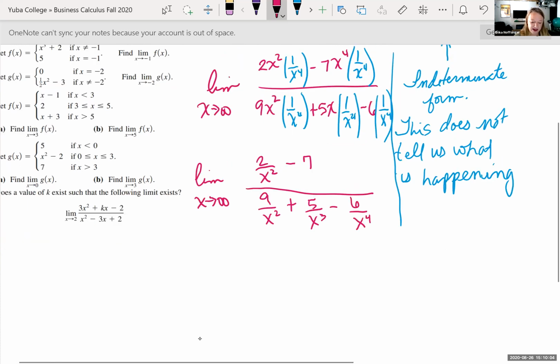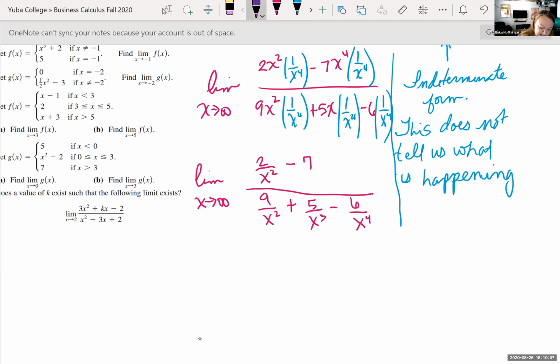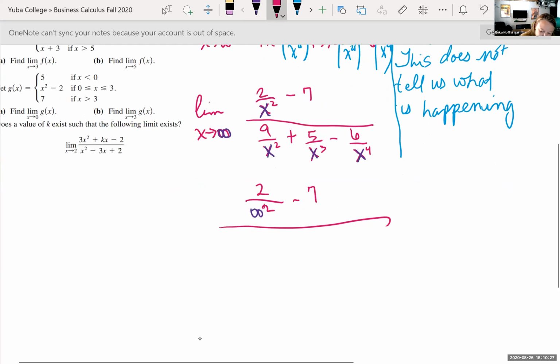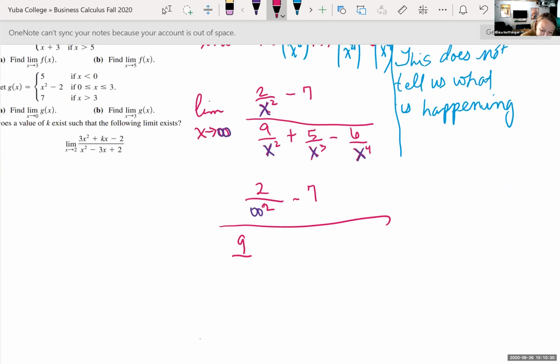Okay, so now when we go in there and we plug in this infinity wherever we see an x, we would have 2 all over infinity squared. It's kind of bizarre. Minus 7 all over 9, and that 9 is over infinity squared, plus 5 all over infinity cubed minus 6 all over infinity to the fourth. Okay, those are powers to those infinities.